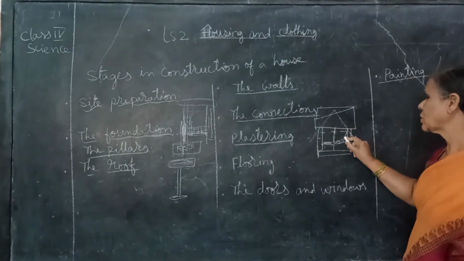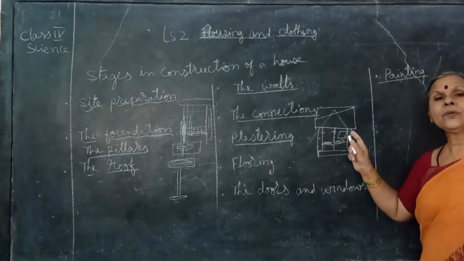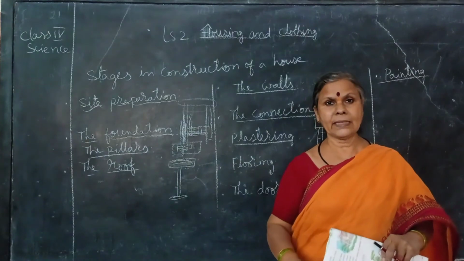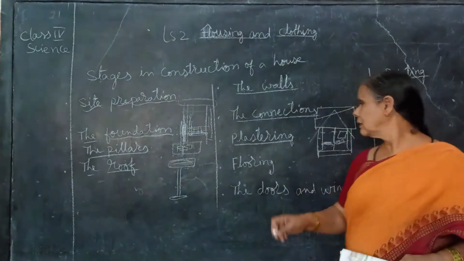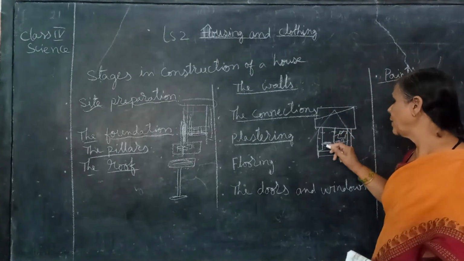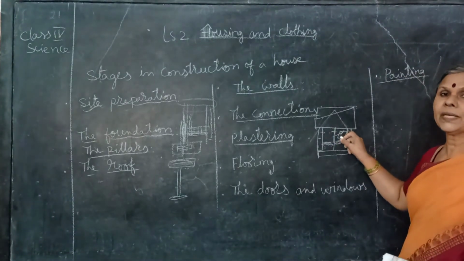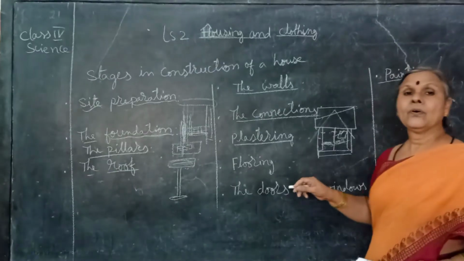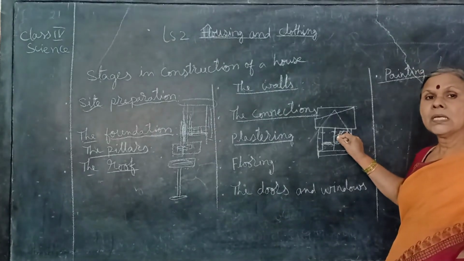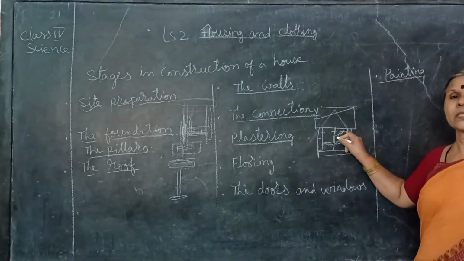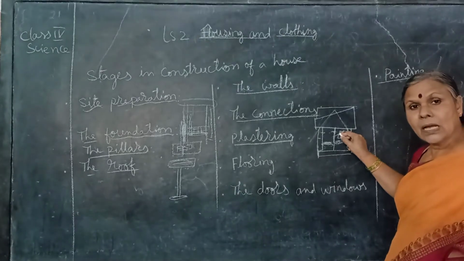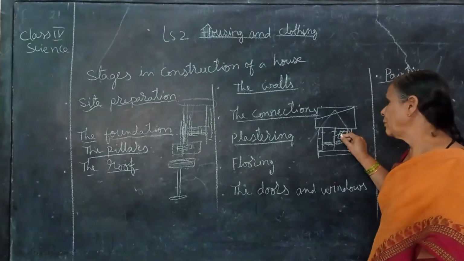Why do we need a window? Because through the window only we get sunlight and air. Sunlight should enter through the window only. Fresh air also we get from the windows. And wire mesh is also fitted to the window. Why? Because small insects should not enter our house. That's why wire mesh is fitted to the window.